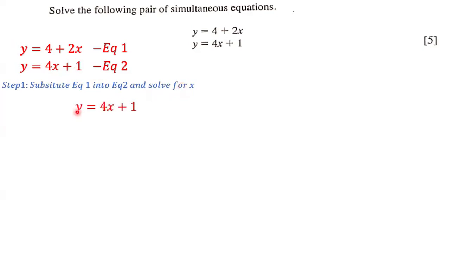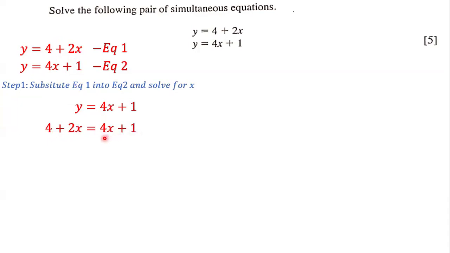Now, so what is y? Remember, we are going to take what we have in equation 1. Y, according to equation 1, is 4 plus 2x. We're going to substitute that into equation 2. And so we have that y is equal to 4 plus 2x, and that's what y is. So we substitute that into equation 2, and so what we have is 4 plus 2x is equal to 4x plus 1.